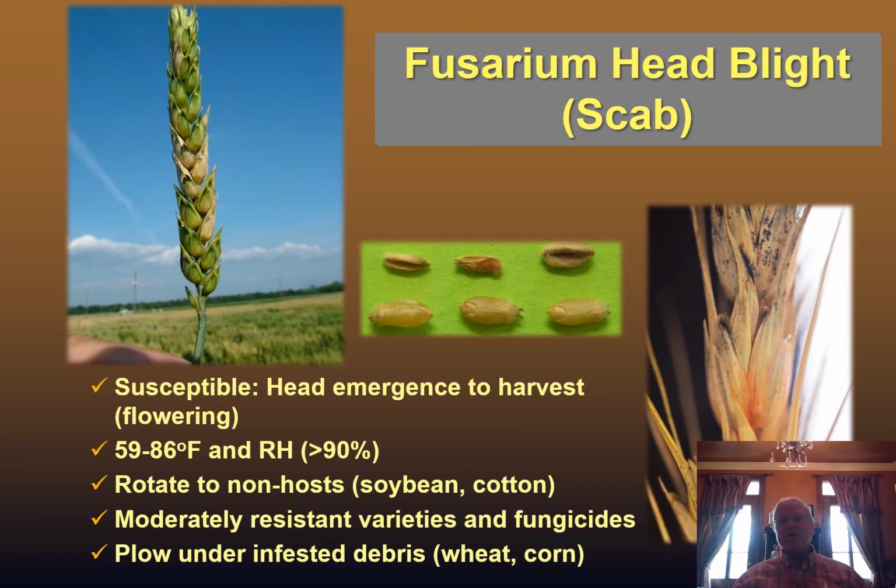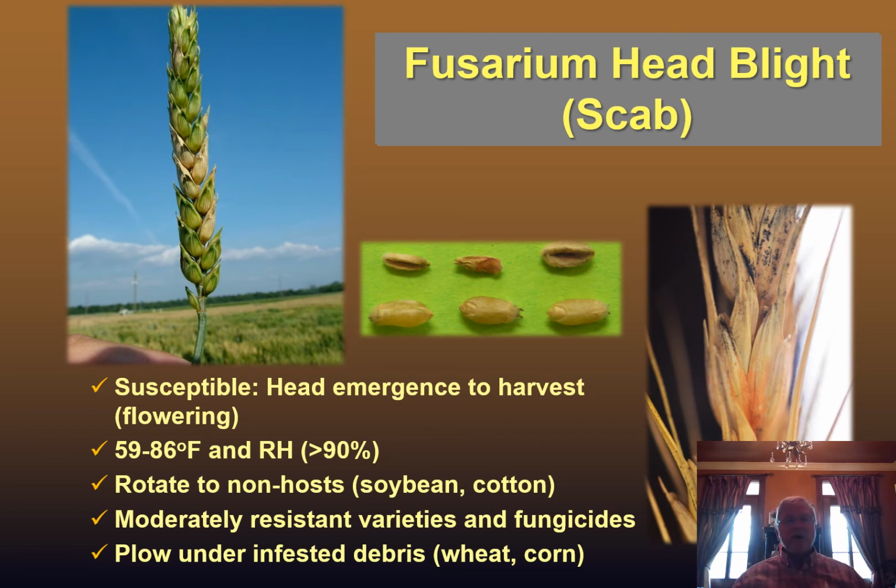And then if you notice in the glume on the far right-hand side of this, you get the pink salmon color of the fungus. You can control this to some extent by rotating to non-host. That would include soybean and cotton. Moderately resistant varieties are available. We're currently looking at different varieties and genotypes. It's part of a national screening project. And also there's some fungicides that are somewhat effective.